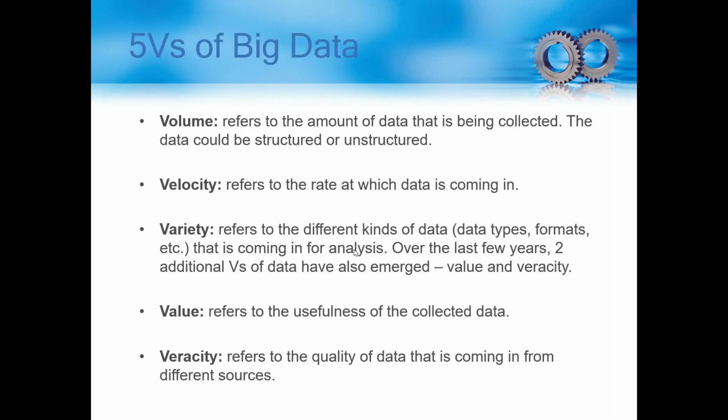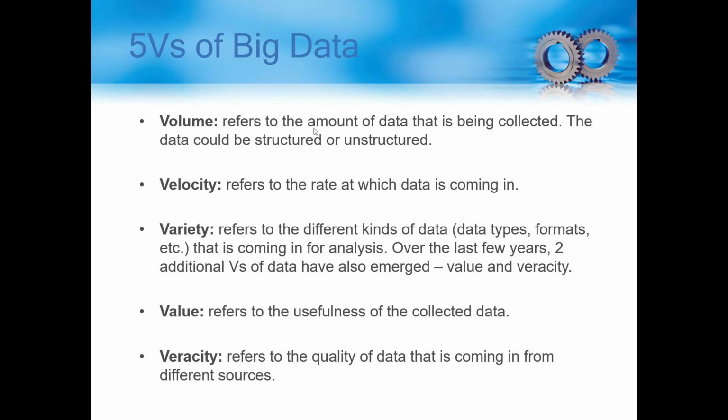Now, 5 V's. As I told you earlier, there were only 3 V's: volume, velocity, and variety. Now, 2 more V's are added, that is value and veracity. What is volume? Volume refers to the amount of data that is being collected. The data could be structured or unstructured.